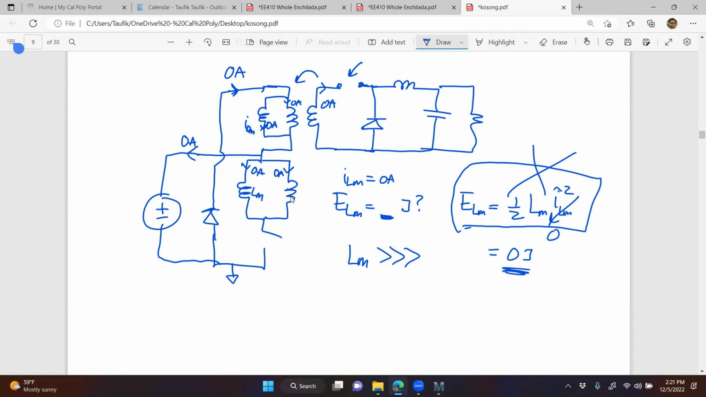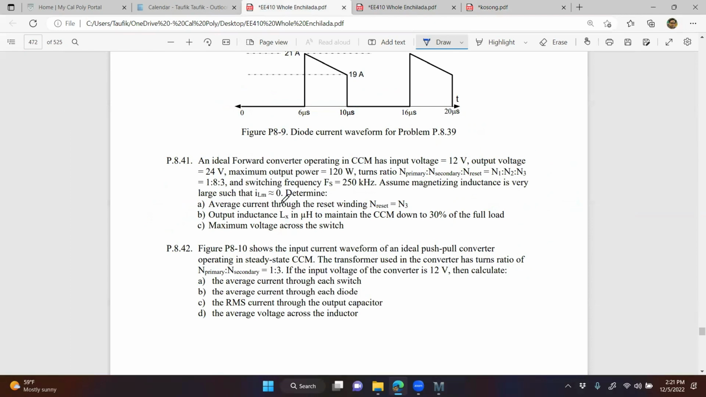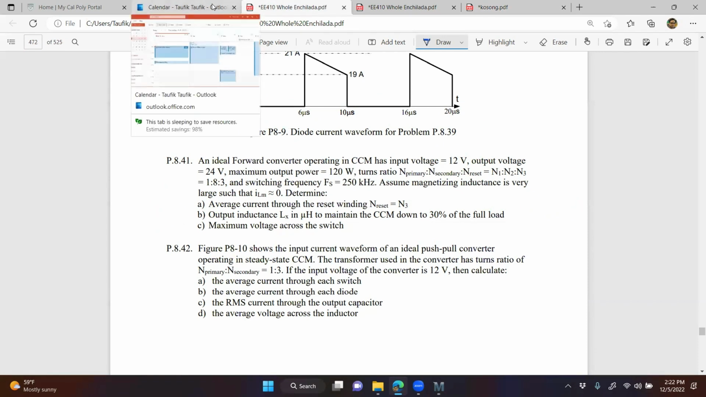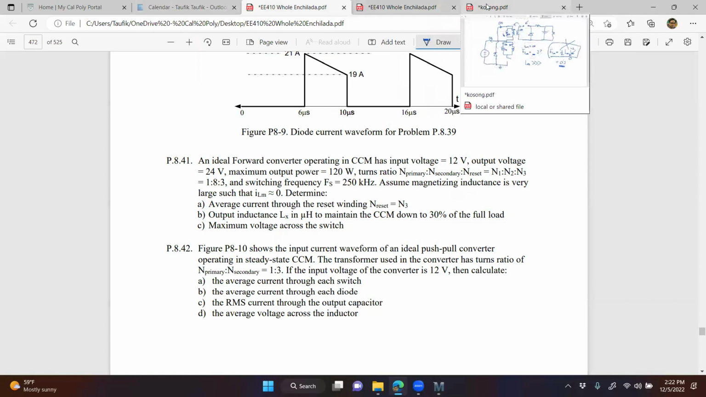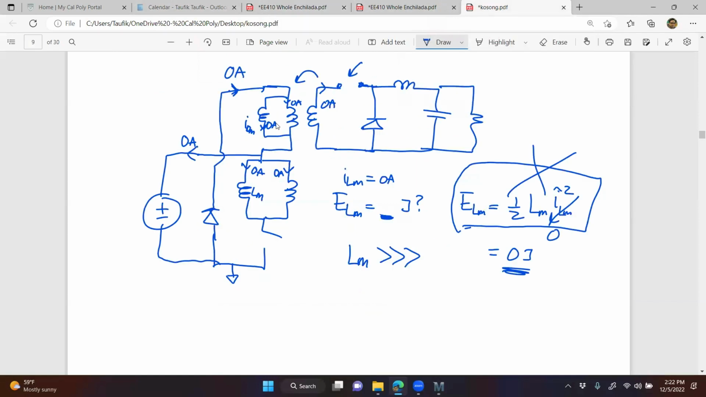Now, I said it's tricky because the question is asking for the reset winding, isn't it? If I'm not mistaken, let me go back. Average current through the reset winding, and reset N equals N3, right? So N3. The average current through the reset winding, here's the reset winding, right? And the tricky part is that it actually doesn't matter if Lm is big or small, right?